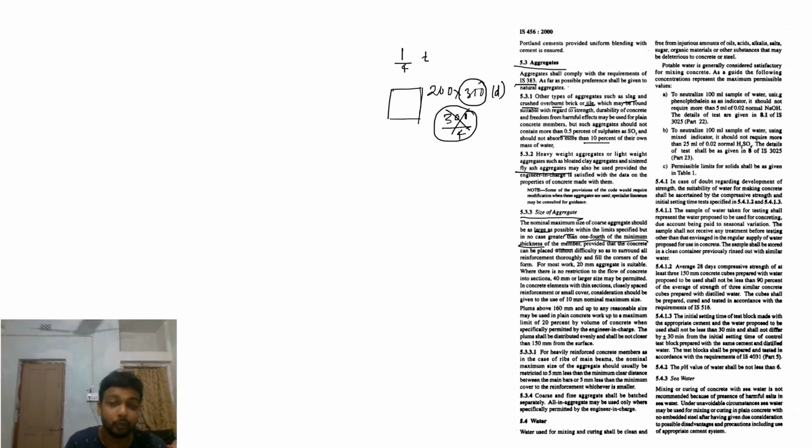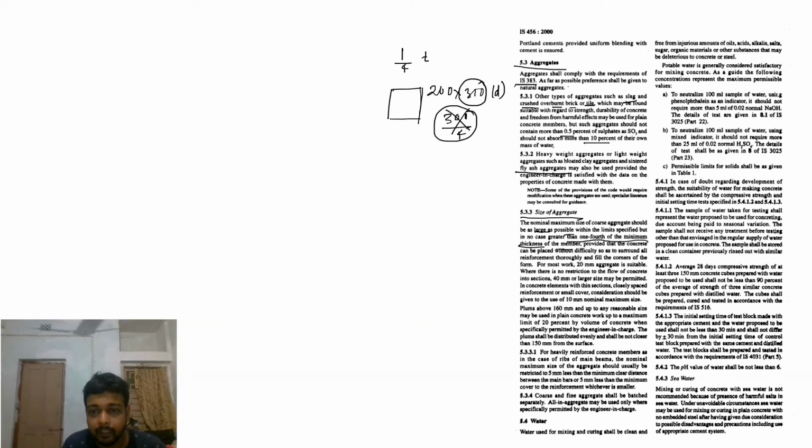Now we talk about the size of aggregate. What do they say? The nominal maximum size of coarse aggregate should be as large as possible within the limits specified, but in no case greater than 1/4 of the minimum thickness of the member. 1/4 of the thickness. Suppose, for example, I make a beam of 200 by 300. That is a small beam. So 1/4 of 300, never cross this, but that is a huge number.